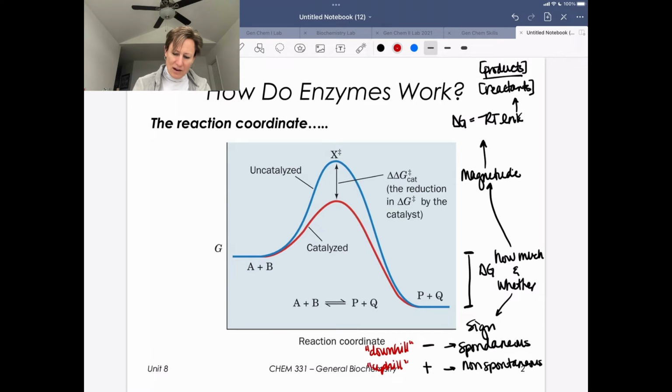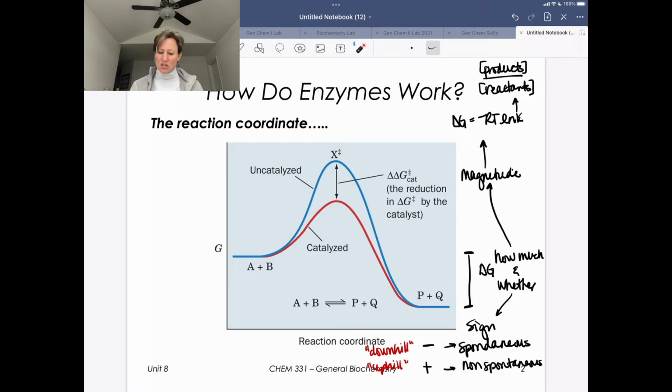Really, that uphill and downhill refers to whether or not, in this case, the energy of the products is lower than the energy of the reactants. So we can think about it energetically going downhill. And spontaneous reactions happen to do so. Chemistry happens so that things go downhill in energy. That's how we define favorable thermodynamic processes.